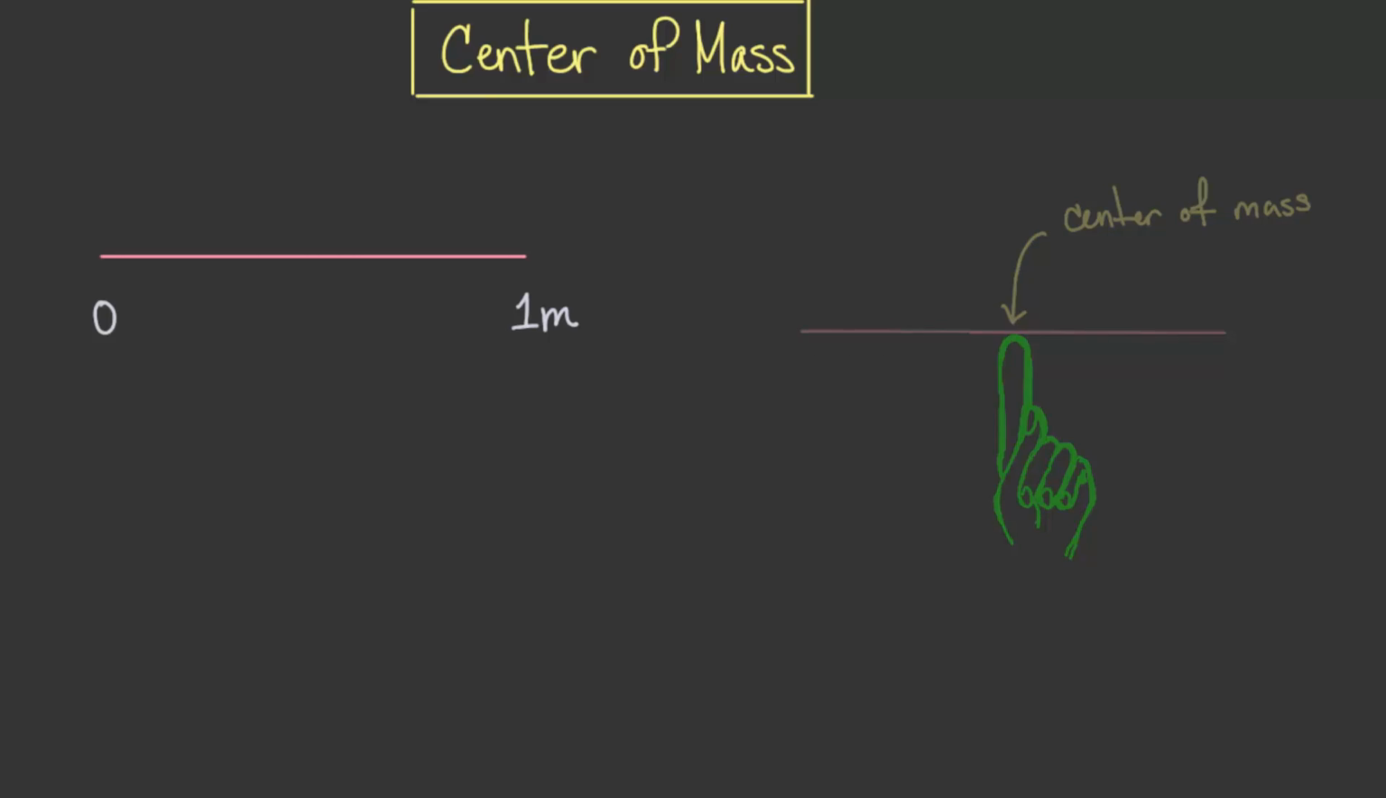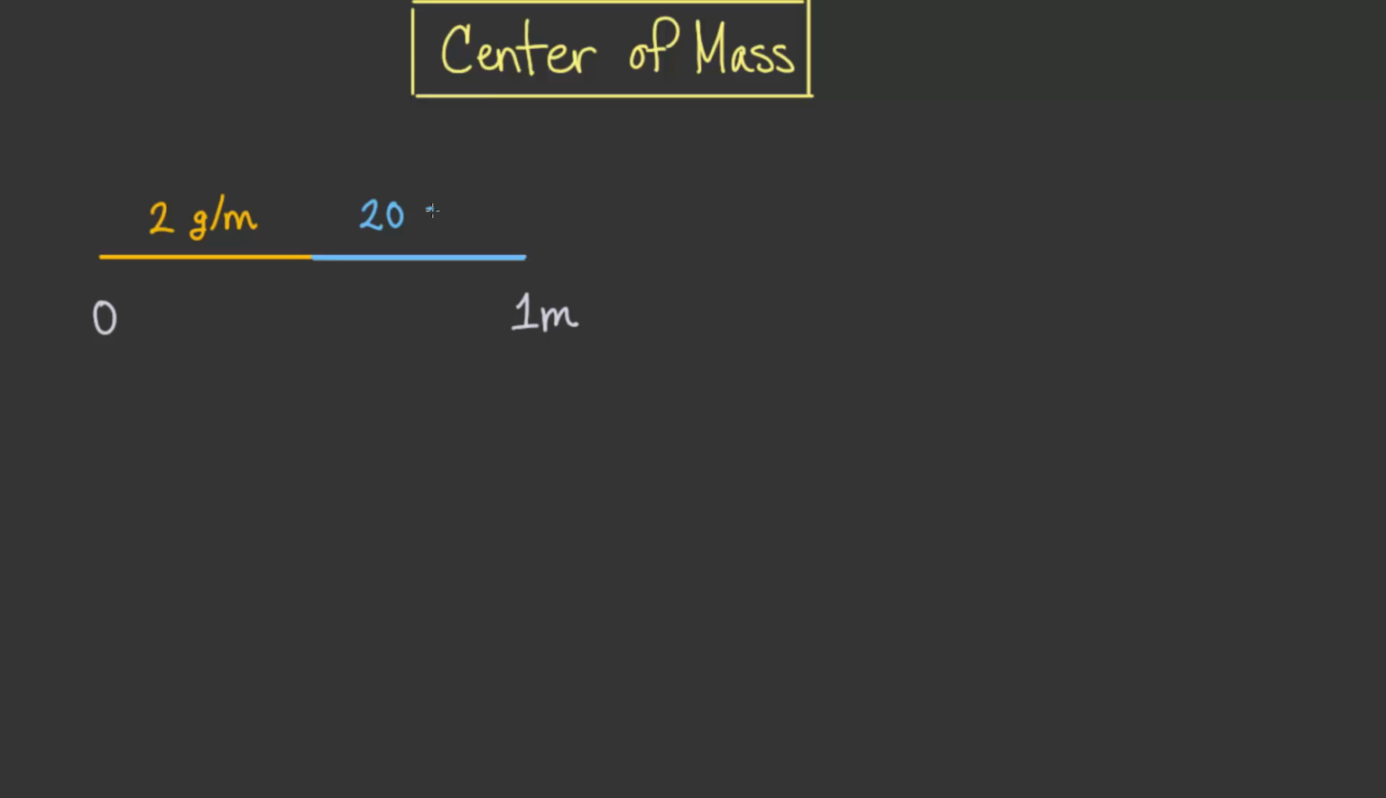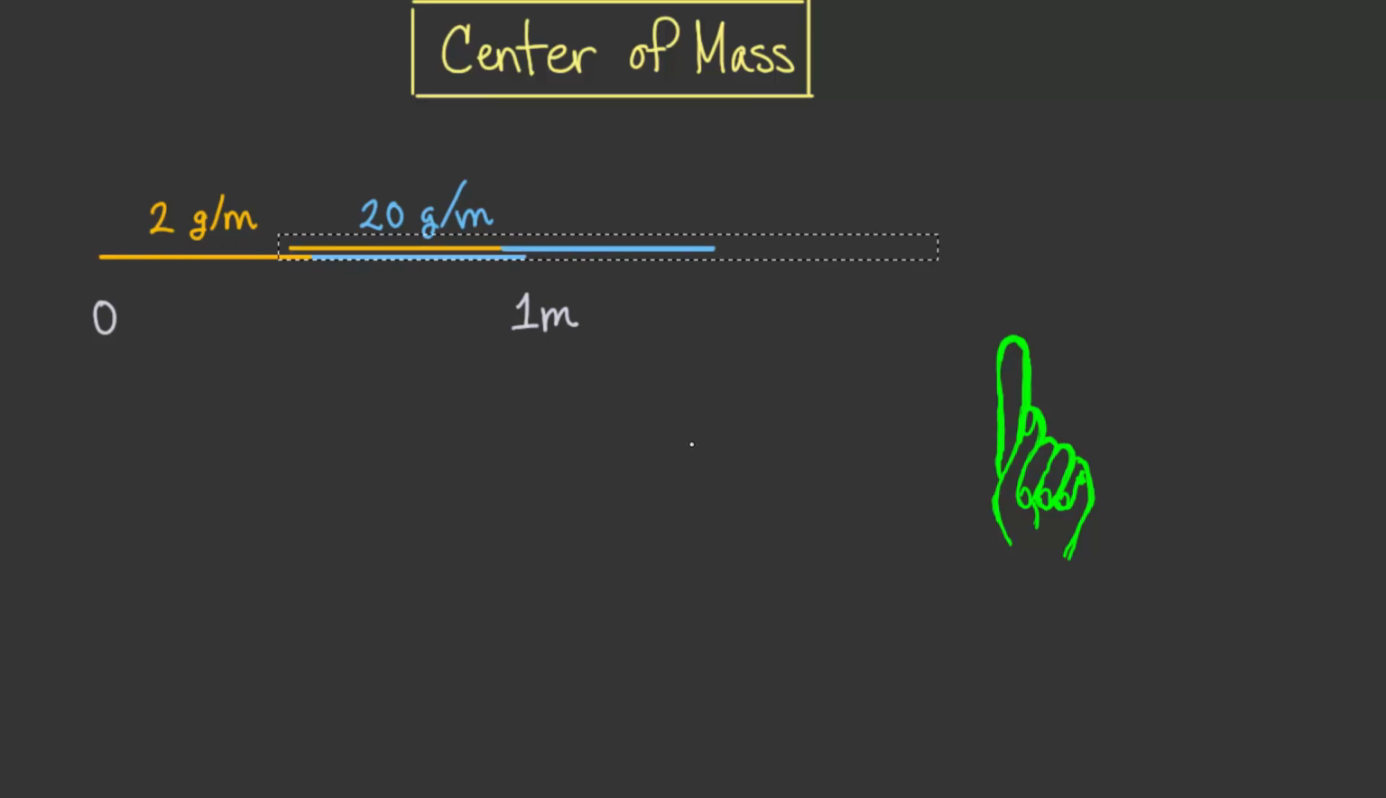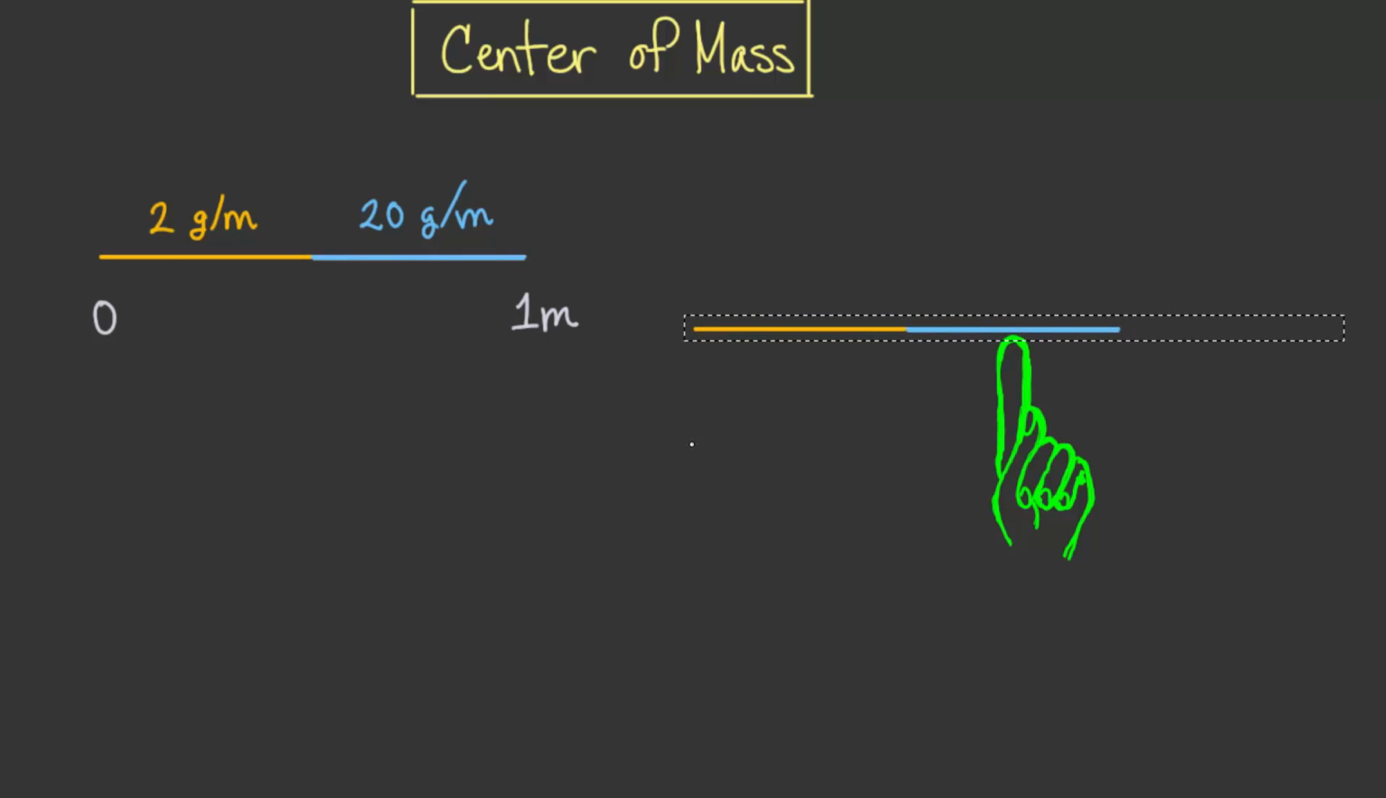But what happens if the rod does not have uniform density? Suppose the first half of the meter stick has a linear density of 2 grams per meter, and the second half has a linear density of 20 grams per meter. So the first half is made of something very light, and the second half is made of something very heavy. Now where's the balance point, or the center of mass? It's not going to be in the middle. You'd expect the center of mass to be somewhere in the middle of this very heavy portion of the rod, but just a bit to the left of that midpoint, since the lighter part will have some mass.